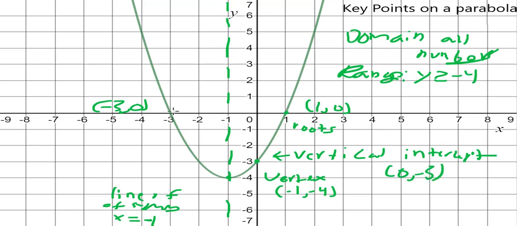The line of symmetry is important because it reflects all points. They're all equidistant on a horizontal line from the line of symmetry. For example, this root is 2 away from the line of symmetry, and the other root is also 2 away. This point here is 1, 2, 3 away from the line of symmetry, and this point 1, 2, 3 as well.